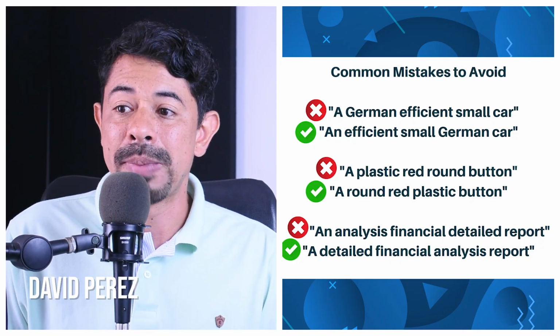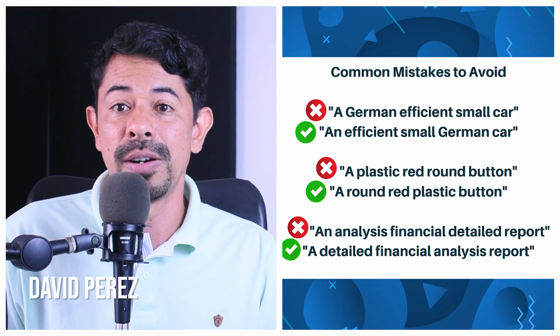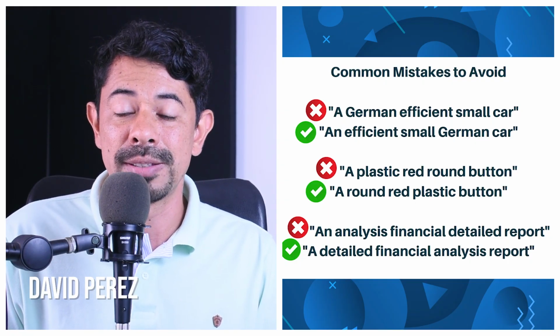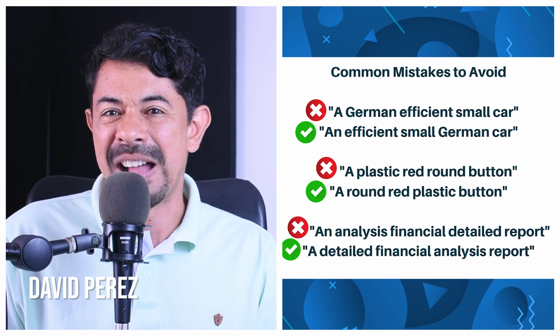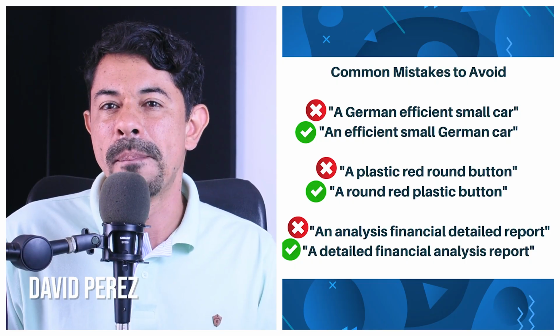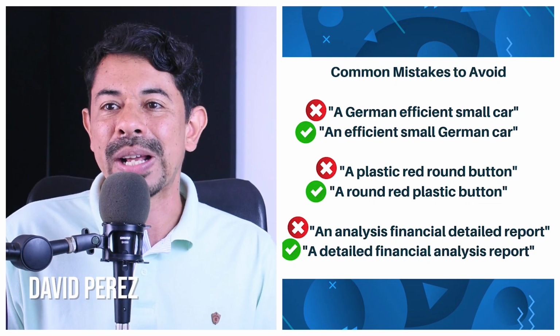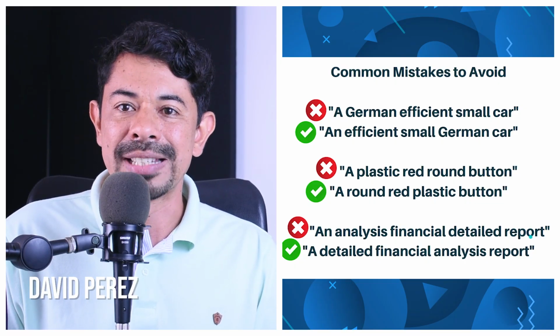Another example, a round red plastic button. That is shape, color, material, and then the noun. The incorrect form, for example, could be a plastic red round button. Yeah, it's understandable, but it's not the correct form in English. The correct form should be a round red plastic button.